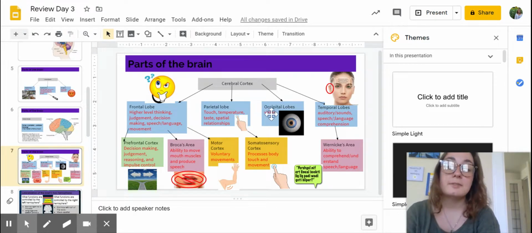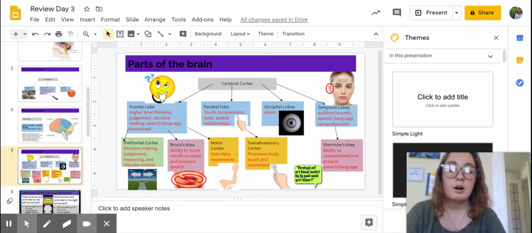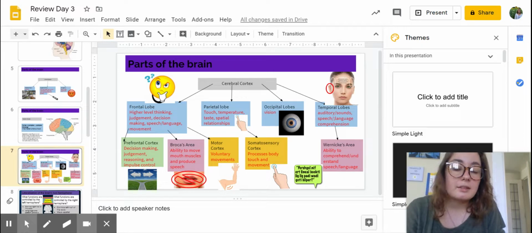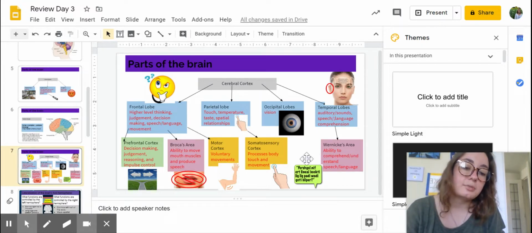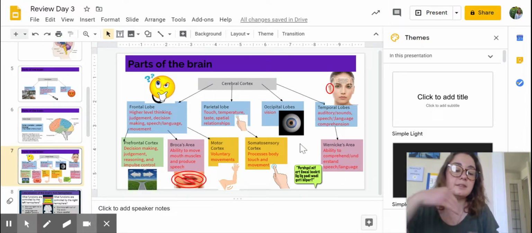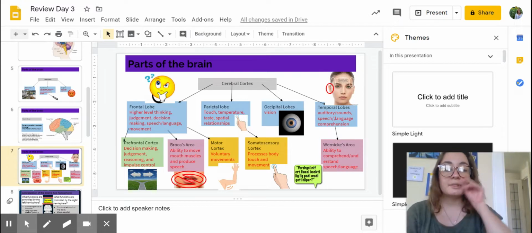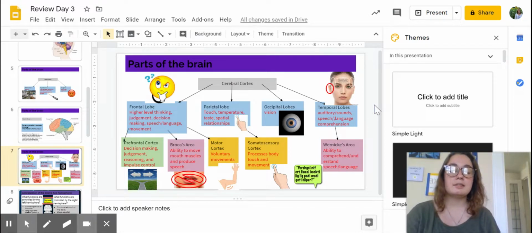Occipital lobe is vision, and that's easy to remember because O, open your eyes, O, optical, occipital, optical. So pretty easy to remember. And within here, I should note, is the visual cortex, which is even more specific to processing vision. Then we have our temporal lobes. And I think a lot of you guys sometimes mix up parietal, temporal, and things like that.